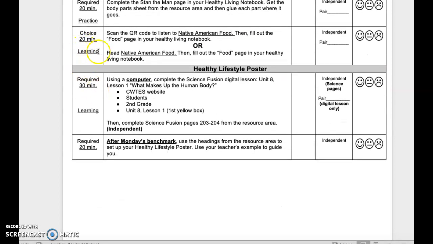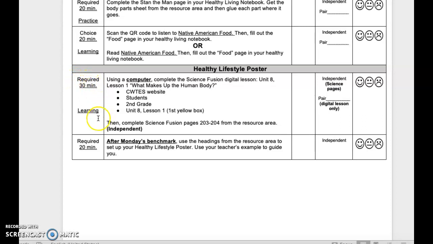Choice 20-minute learning. Scan the QR code to listen to Native American food. Then fill out the food page in your Healthy Living Notebook. Or read Native American food, then fill out the food page in your Healthy Living Notebook. This is independent or pair. Reflect when done.